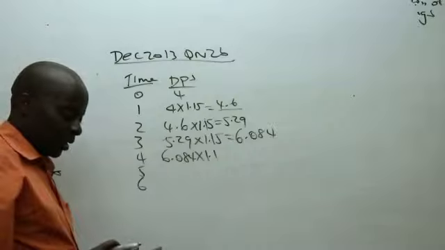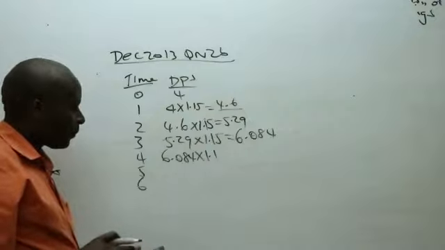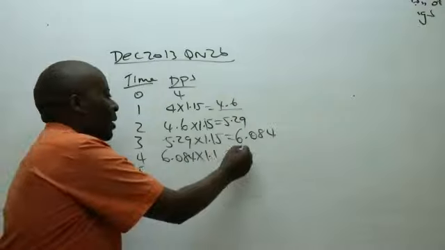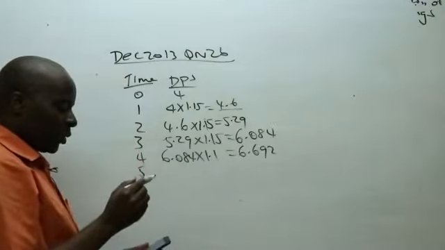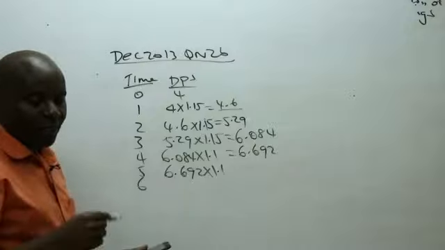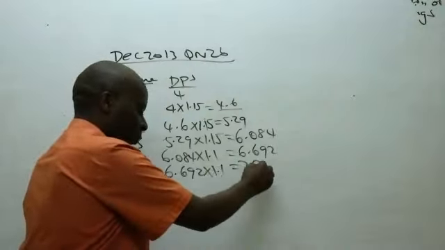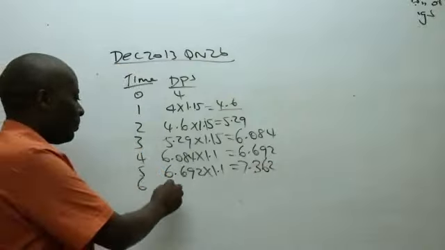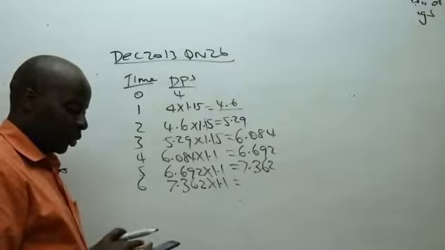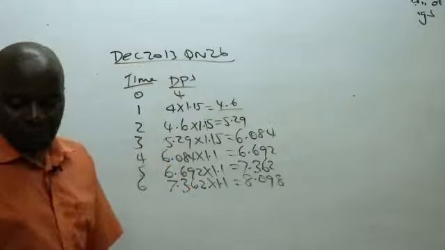6.084 times 1.1 will give us 6.692. This 6.692 grows by 10%, so times 1.1 gives me 7.362. Then the same 7.362 grows by 10%, so times 1.1 ends up giving us 8.09. And then what happens after the 6th year?